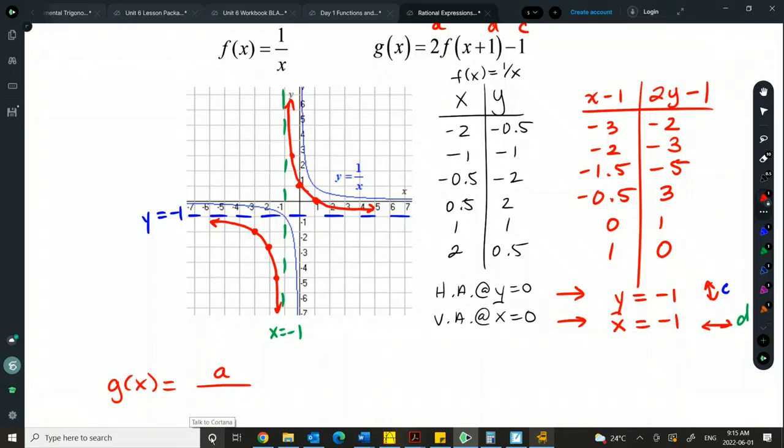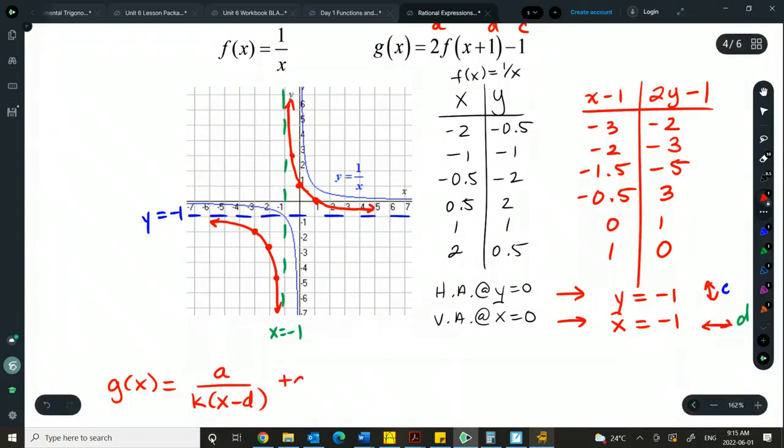A is on top because it gets multiplied into the numerator. And then k and d always go wherever x is. In this case, x is in the denominator, so k and d will go in the denominator. So can somebody make my equation with this general skeleton equation and these transformations? What would that look like?